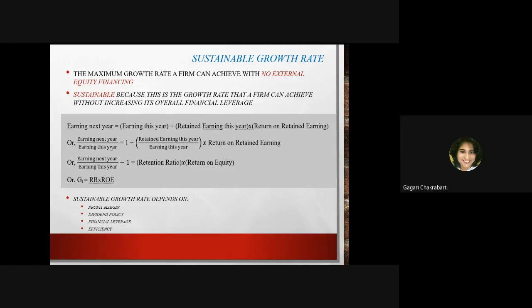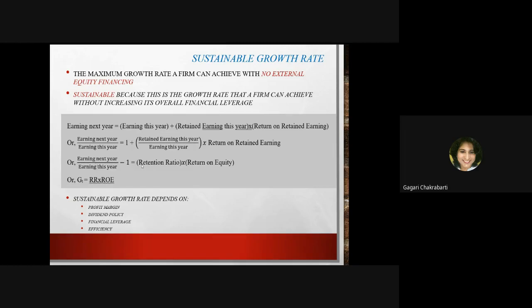So just a simple manipulation, we are dividing both sides by earning this year, provided of course with the assumption that earning this year is not 0. If earning this year is 0, then you just cannot use this. Okay, so just simple manipulation: retained earning this year into return on retained earning.